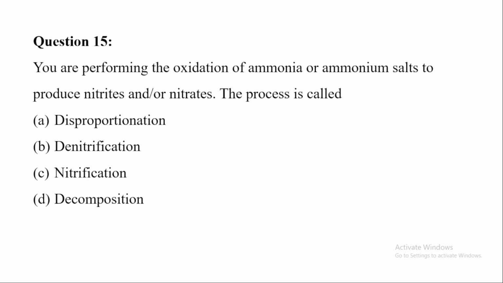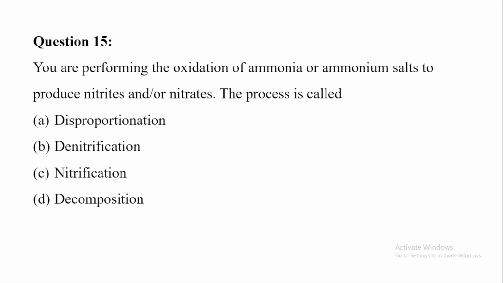So, question number 15. You are performing the oxidation of ammonia or ammonium salts to produce nitrites or nitrates. The process is called. So, we discussed this question in terms of which bacteria is converting ammonia into nitrites. Now we have to see what it is called in terms of chemistry. So we have 4 types of reactions mentioned in the options. A is disproportionation, B is denitrification, C is nitrification, and D is decomposition.